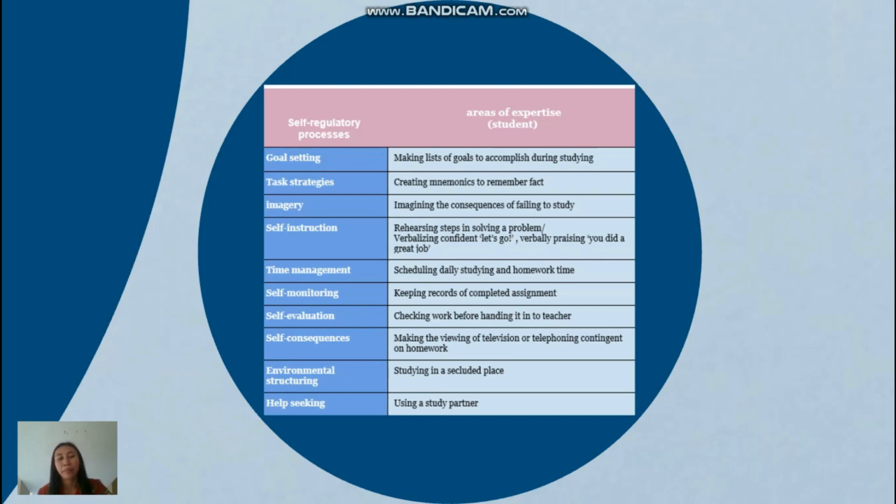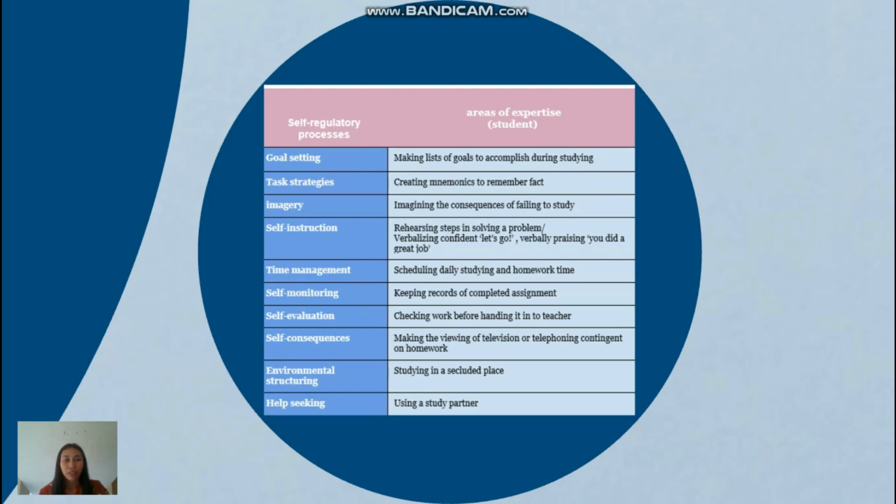Then time management. Here, the students schedule daily studying and homework time. So it will be clear what time they work on the assignment. The next is self-monitoring. The students keep records of completed assignments. They will list the assignments that have been done and not done yet. After working on the assignment, the students double check the work before handing it to the teacher.